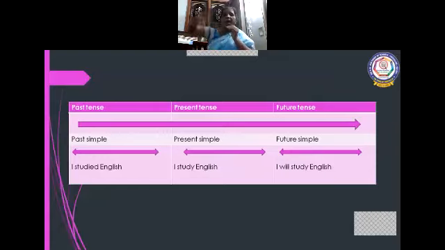Present, past and future. What happened already is past. What is happening now is present. What will happen in future, that is, what is going to happen after a week, or tomorrow, or the day after tomorrow, or a month after, or a year after, is called future tense. It is very clear, children.